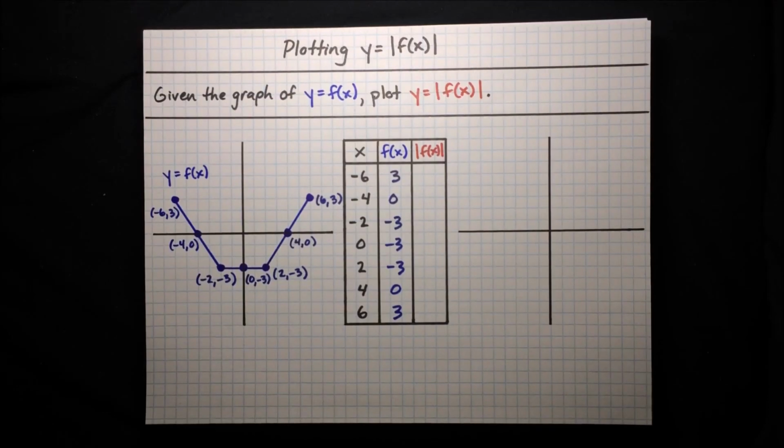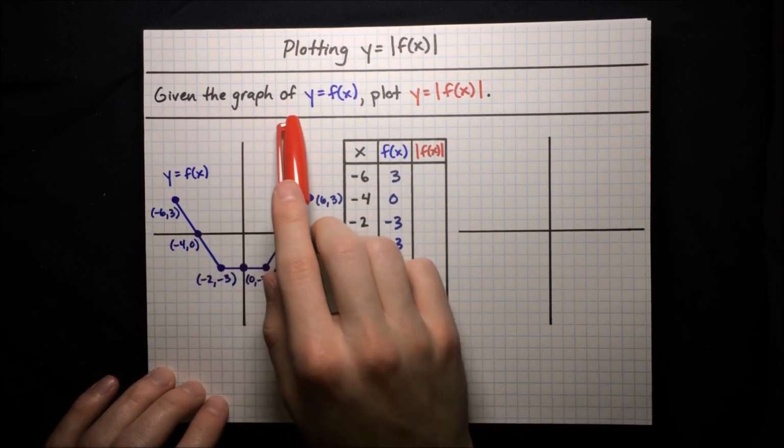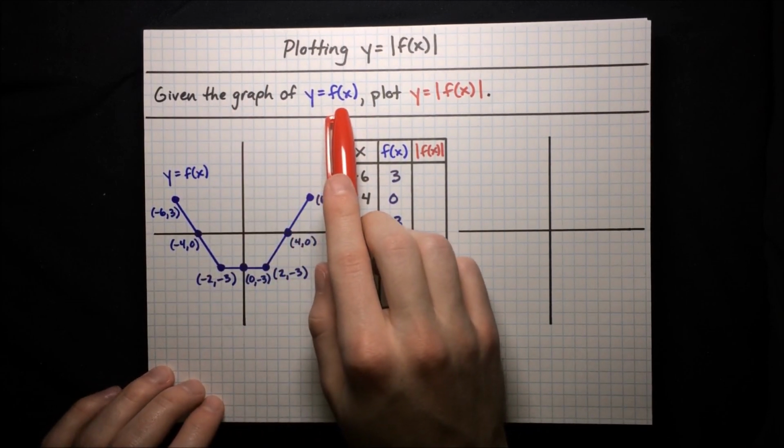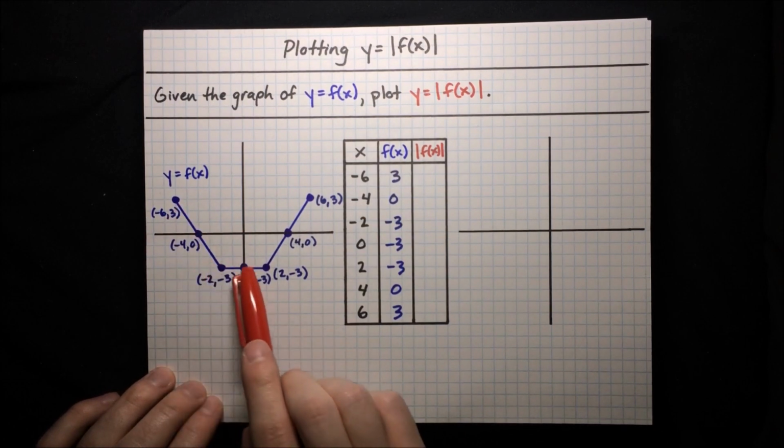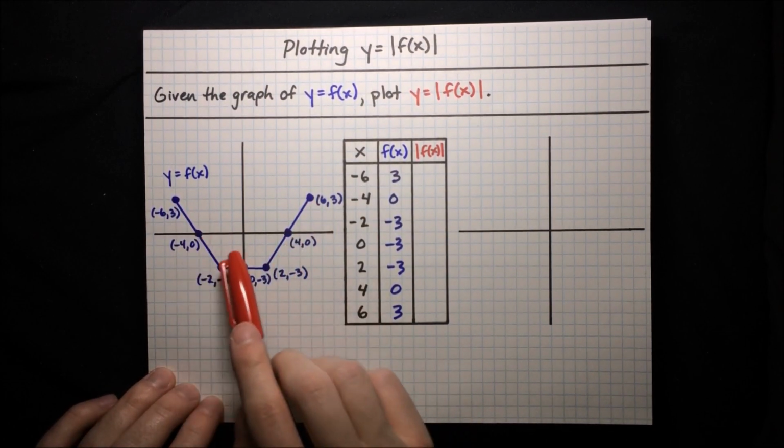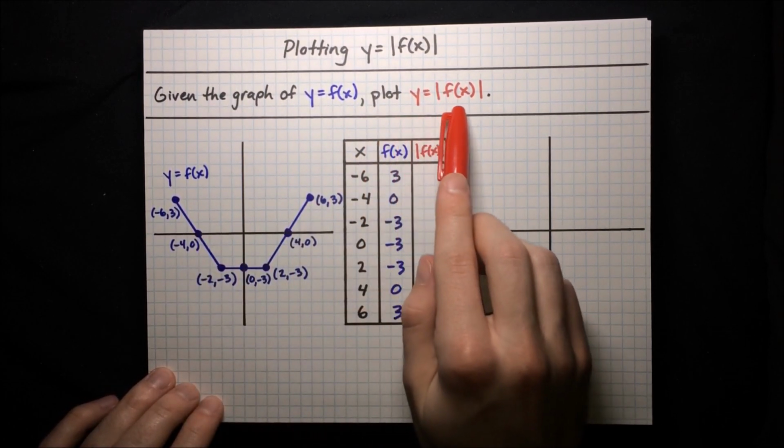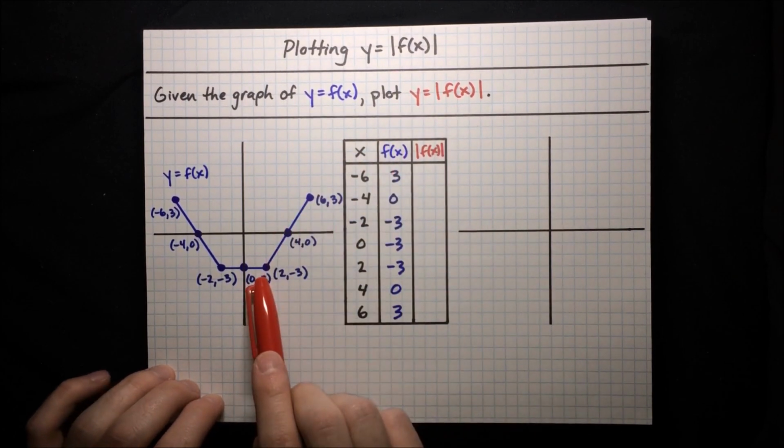In this video, I'm going to show you how to plot the absolute value of any function. So here, for example, we're given this graph of y equals f of x. That's our initial function, shown right here, this kind of U-shaped thing. And we want to plot y equals the absolute value of this function.